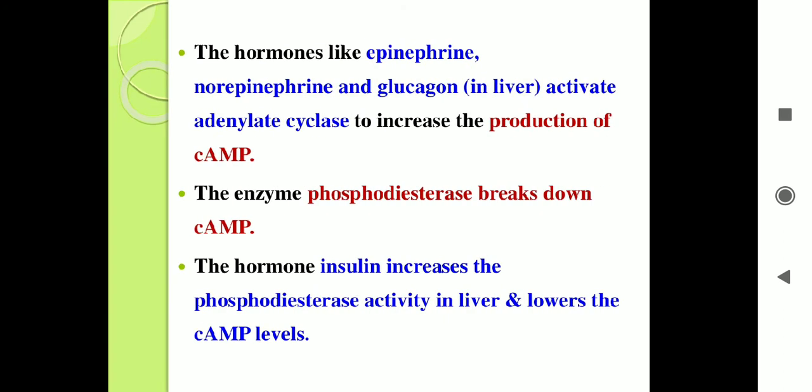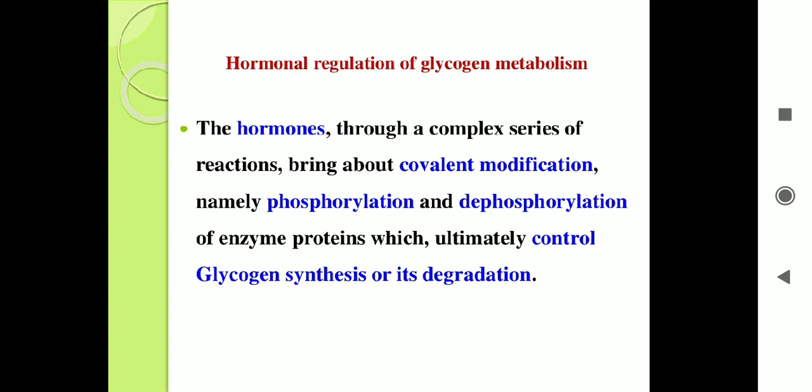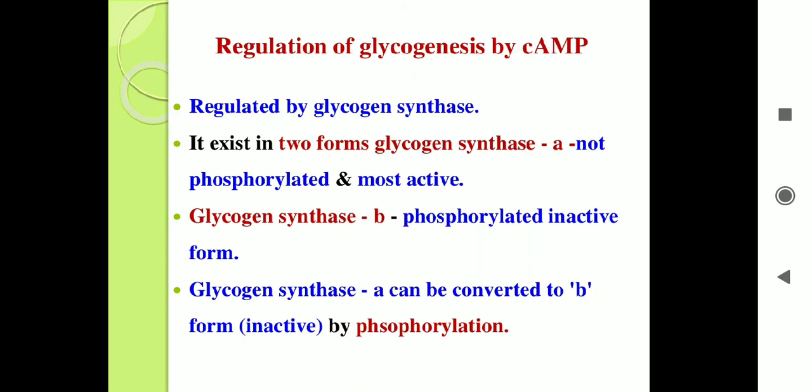Then the third, covalent modification, we have already discussed here. Now regulation of glycogenesis by cAMP. This is regulated by the glycogen synthase enzyme. So what is the role of this glycogen synthase enzyme? It is generally used for the synthesis of the glycogen molecule.